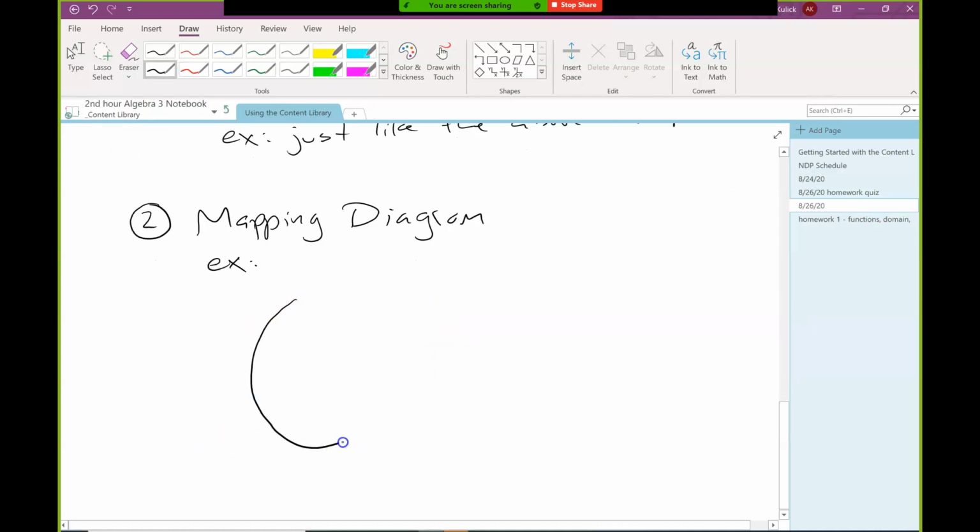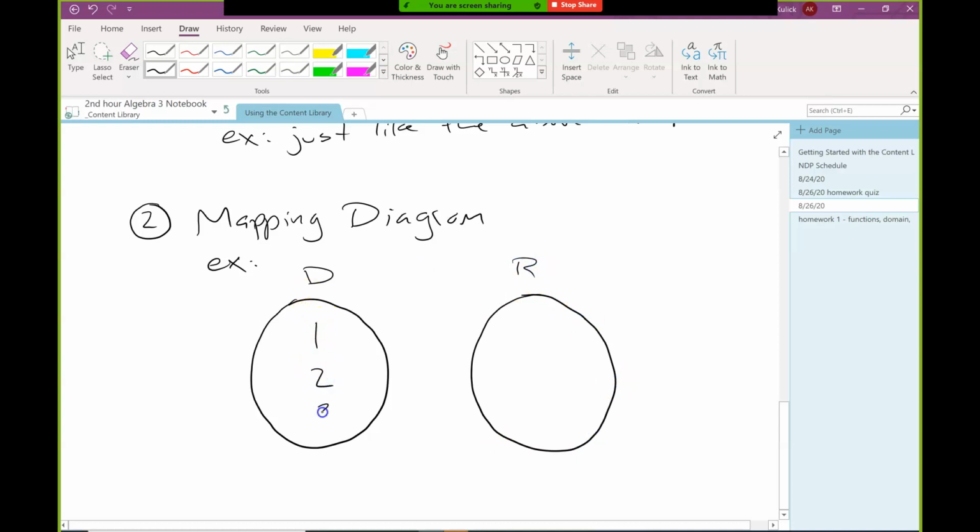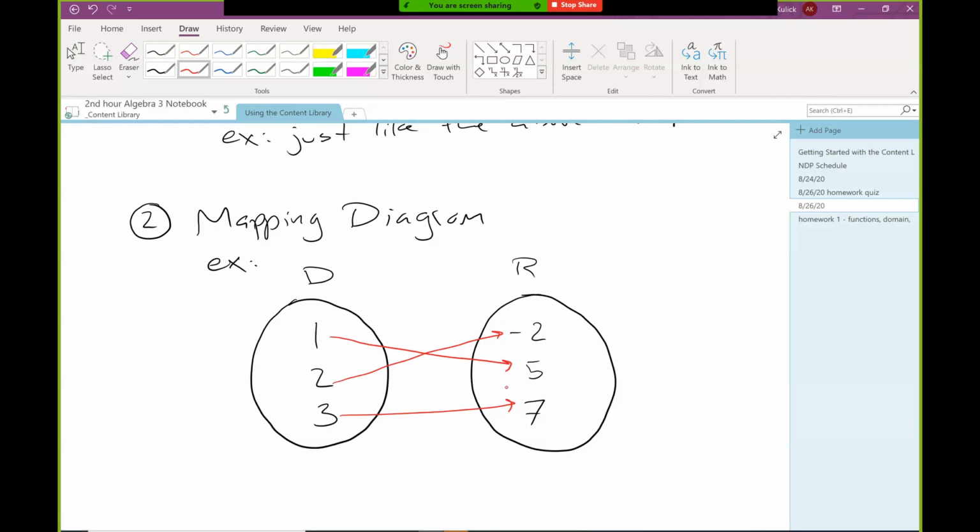So what a mapping diagram looks like is basically we have 2 ovals. One oval is going to represent the domain and one oval is going to represent the range. Then we'll write in the numbers that are in the domain and range in the appropriate oval. And then we'll just draw an arrow from one thing in the domain to one thing in the range, or from a thing in the domain to a thing in the range. Doesn't necessarily have to be one.